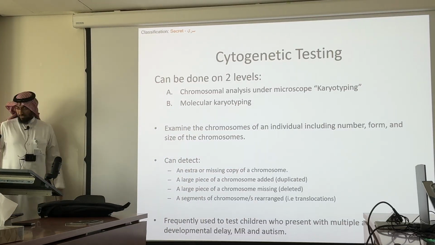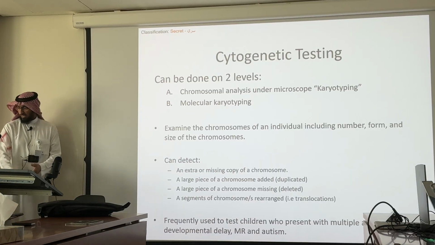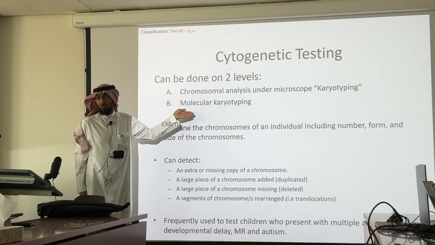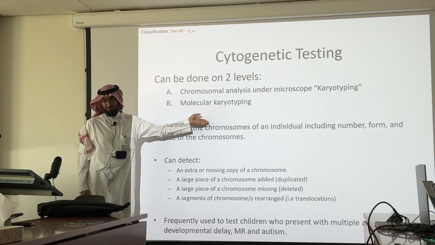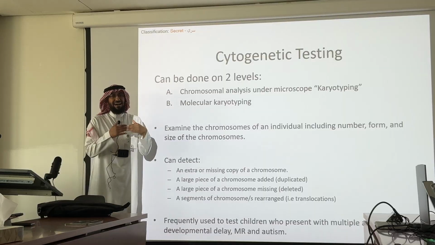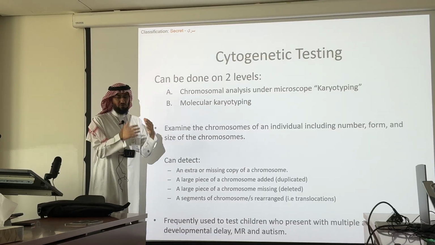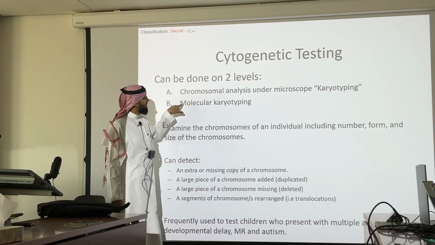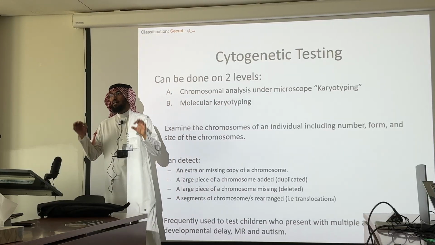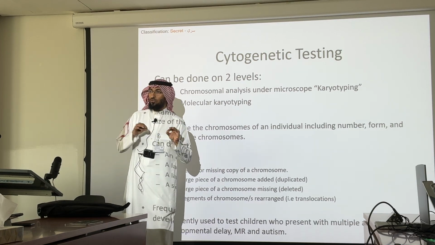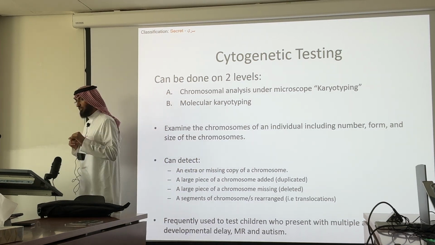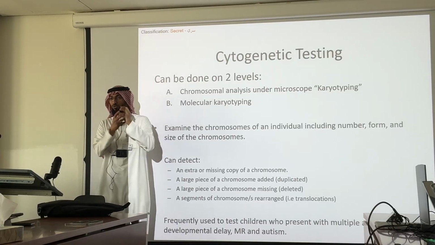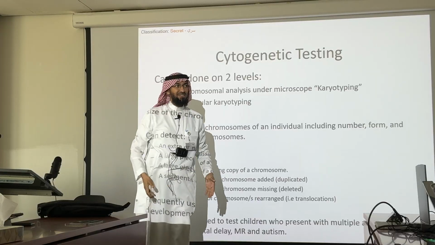The second is cytogenetic testing, which can be done on 2 levels. The known karyotyping that you have been through for sure. There is another high resolution type of chromosome analysis known as molecular karyotyping, or the other name, CGH microarray, comparative genomic hybridization. The idea is that you use molecular tools to check the chromosomes. I'll explain it to you.